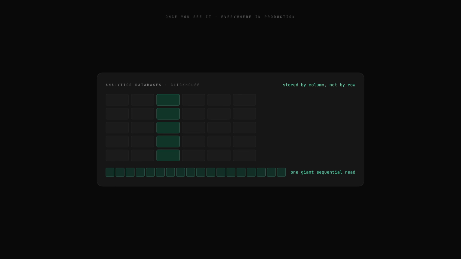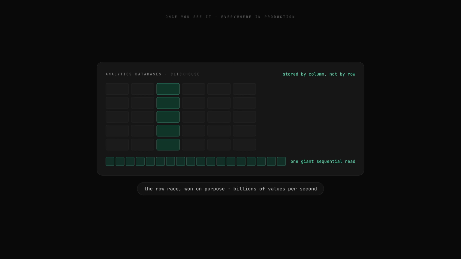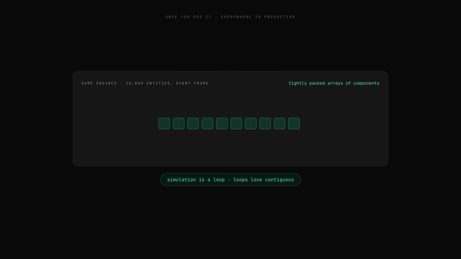Analytics databases like ClickHouse store tables by column, not by row, precisely so a query that scans one field becomes one giant sequential read. That's our row race, one on purpose. It's how a single machine scans billions of values per second. Game engines moved from objects scattered across the heap to tightly packed arrays of components, because simulating 10,000 entities every frame is a loop, and loops love contiguous.